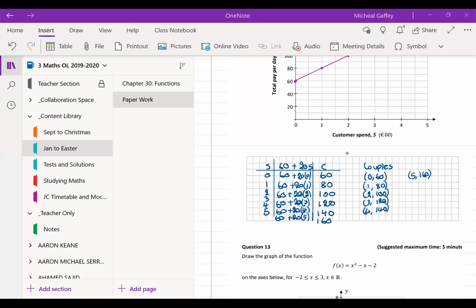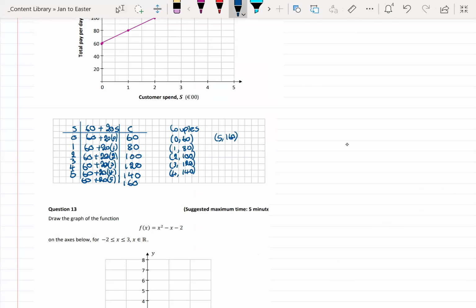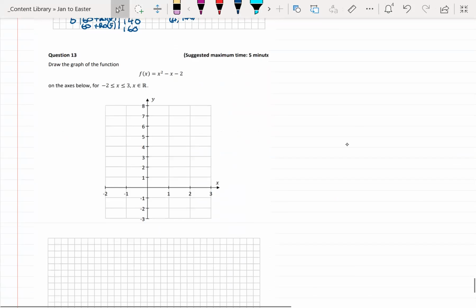Okay, and now question number 13, same year, 2019, paper 1. Another graph question here, and it looks like they want us to draw this graph. So again, we're going to do a table. Anytime you have to do a graph, you have to do a table.